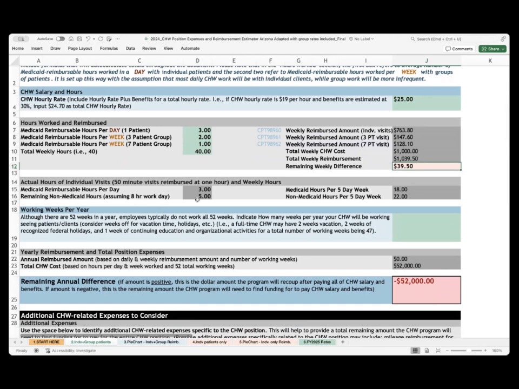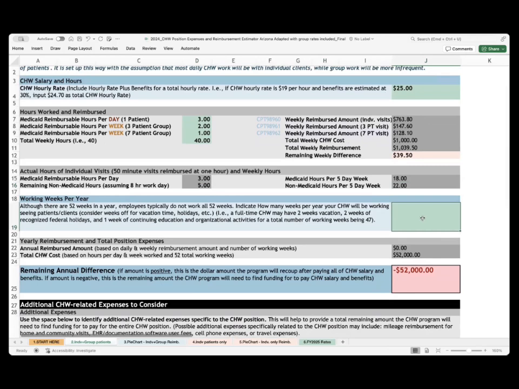In this middle area, this is looking at, if you had 3 hours per day with a patient of Medicaid reimbursable hours, then of course there would be 5 other hours where they would be doing other things: transportation, seeing patients who are not Medicaid clients, or seeing patients who are Medicaid clients but not providing a Medicaid billable service. There are still many hours of the day that are not billable. How that looks by week is potentially 18 hours a week of billable services and 22 hours a week of not Medicaid billable hours.